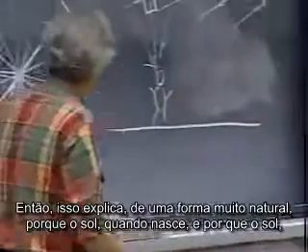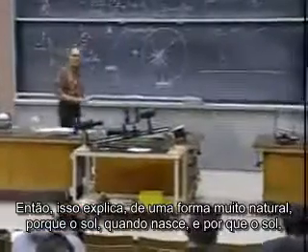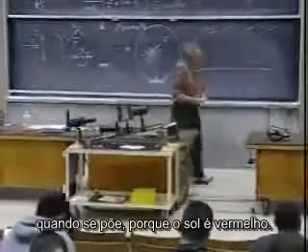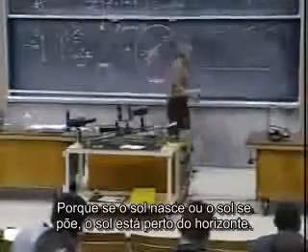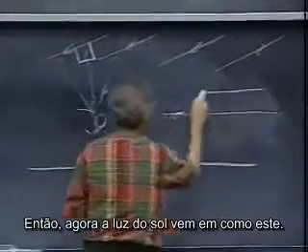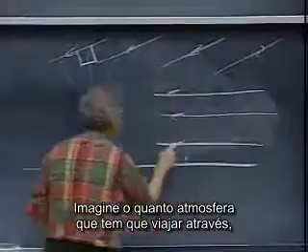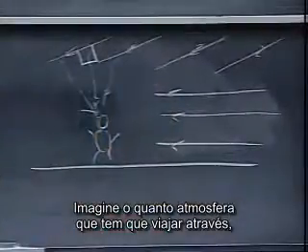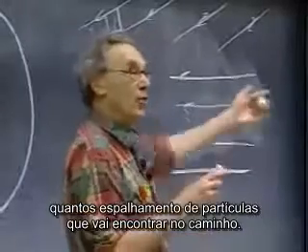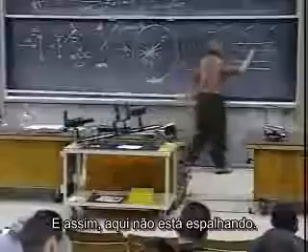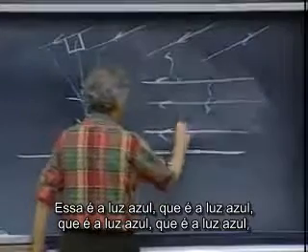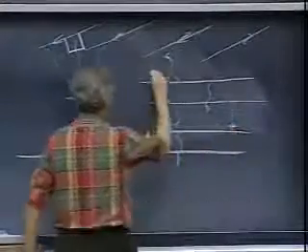So this explains in a very natural way why the sun, when it rises and when it sets, is red. Because if the sun rises or the sun sets, the sun is near the horizon. So now the sunlight comes in like this. Imagine how much atmosphere it has to travel through, how many scattering particles it will encounter on the way. And so, right here, there is scattering. There is blue light, blue light, blue light, that has a higher probability of being scattered.